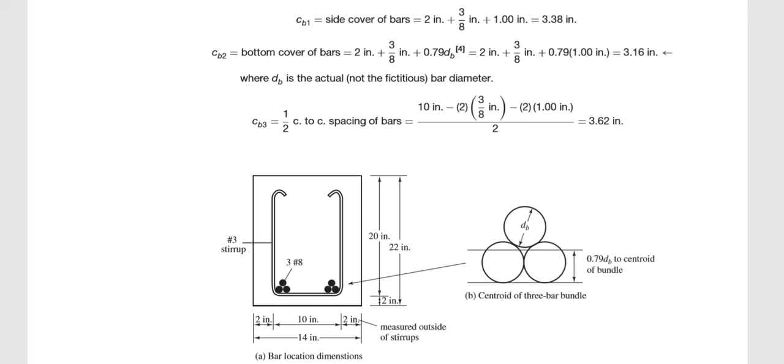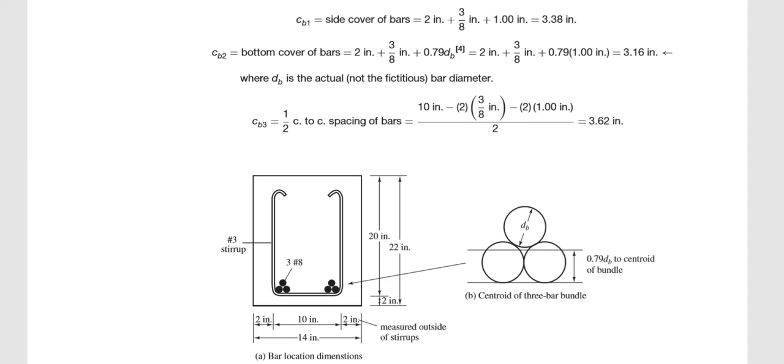So they found it here, half of the distance. This 2 means the half. And how is the distance from here to here found? Because you can see 10 is from out of the tie to out of the tie. Then 10 minus 2 tie, one tie here, one tie there. Then minus 1 bar here, 1 bar here, because the centroid of this is at the middle. So they deducted this bar and this bar, that is 2 times 1 inch. Why 1 inch? Because it is number 8 bar. So divide by 2, this 2 came from the half, we got 3.62.